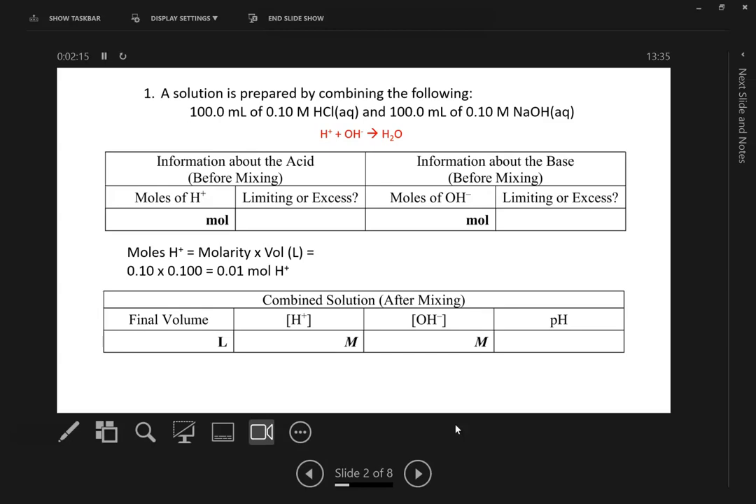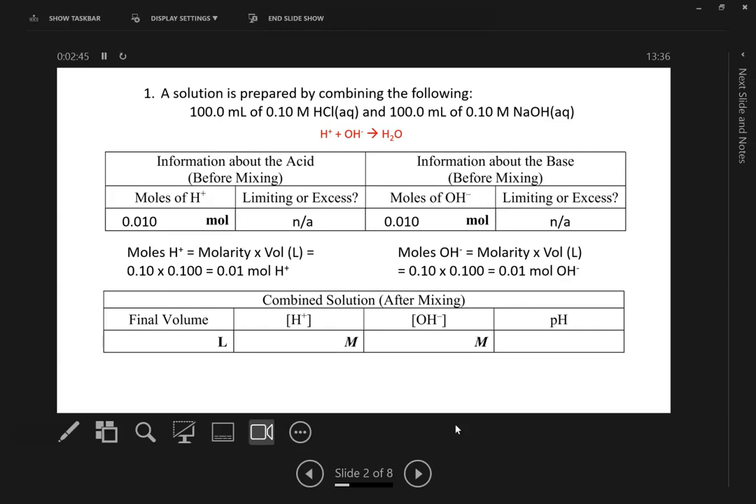So we can calculate the moles of H plus. It's molarity times volume in liters. So 0.1 molarity times 0.1 liters is 0.01 moles of H plus. And I can do the same thing for hydroxide, and I get 0.01. So I fill in the table, okay? Now, because the amounts are the same, I have neither a limiting nor an excess reagent. So I just write NA.